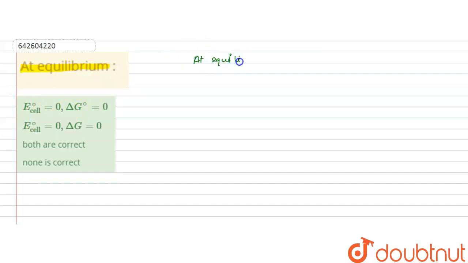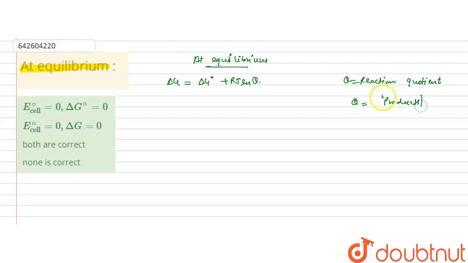At equilibrium, first of all, delta G is equal to delta G naught plus RT ln Q, where Q is the reaction quotient. That is the concentration of the products raised to the power of their stoichiometric coefficients divided by the concentration of the reactants raised to the power of their stoichiometric coefficients, and it is at any stage of the reaction.